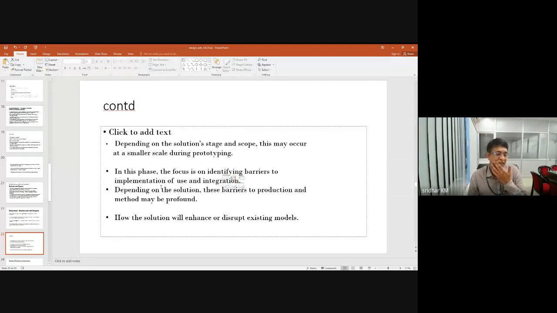So we have to identify barriers during the prototyping stage and integration stage. Integration stage is the last stage. Barriers of production and maybe more. So basically design thinking is a disruptive model. It will disrupt the existing practices and existing production methodologies or existing teaching methodologies. So we should understand it is disruptive.